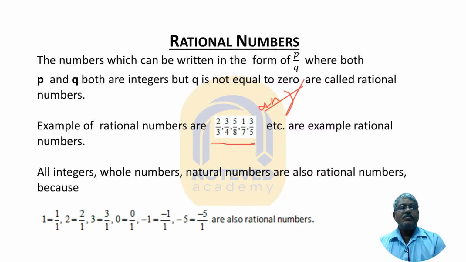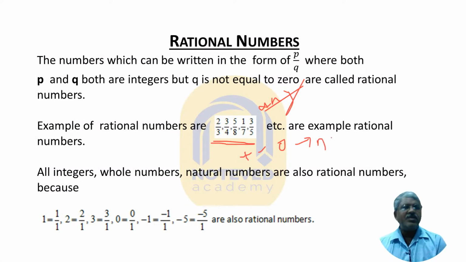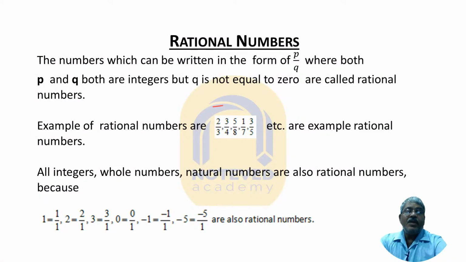Now, you see, positive numbers, negative numbers or 0 can be in the numerator, not the denominator. So, here are some examples of rational numbers: 2 by 3, 3 by 4, 5 by 8, 1 by 7, 3 by 5, etc. are examples of rational numbers.